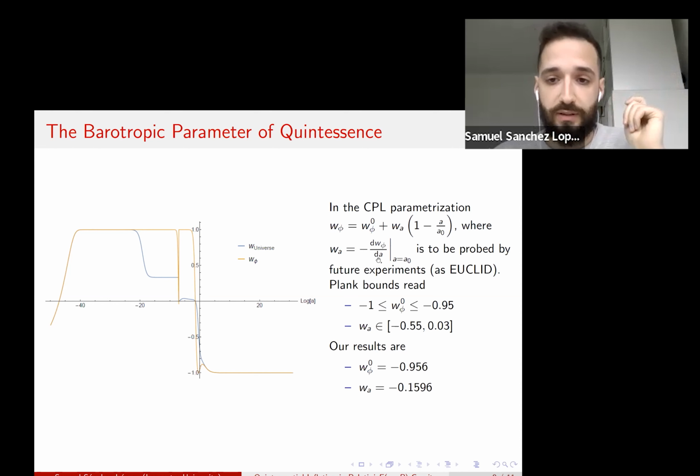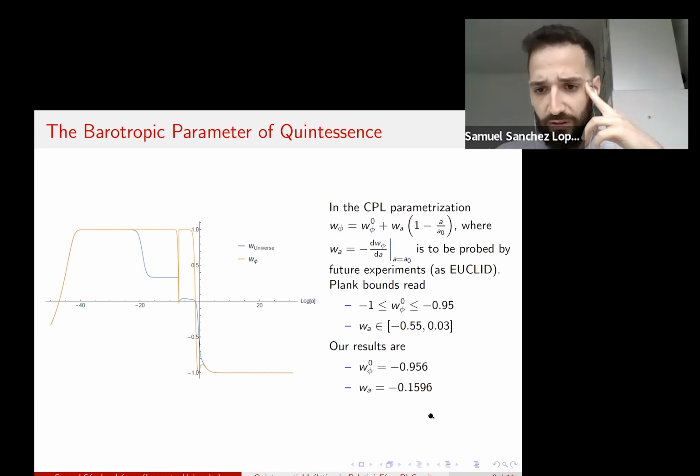And why is this important? Because this is going to be measured in the near future by some experiments like Euclid. And if this number is measured to be non-zero, that means that the dark energy cannot be a cosmological constant, because of course, the derivative of a constant is zero. So these are the Planck bounds on these two parameters. And these are our results, which are in perfect agreement again with observation.